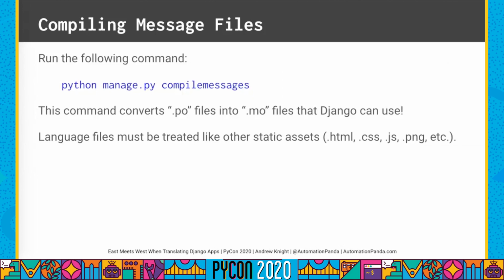Once translations are provided in those .po files, it's time to compile them so Django can use them. To compile the message files, run the following command: python manage.py compilemessages. This command converts all of the .po files in all of the locale directories into .mo files that Django can use. The .mo language files must be treated like any other static assets, just like HTML, CSS, JavaScript, and image files.